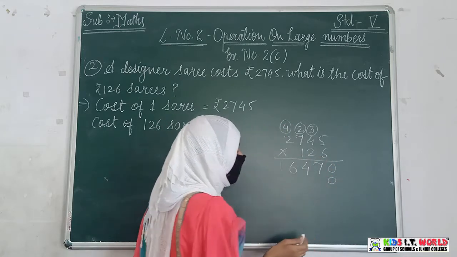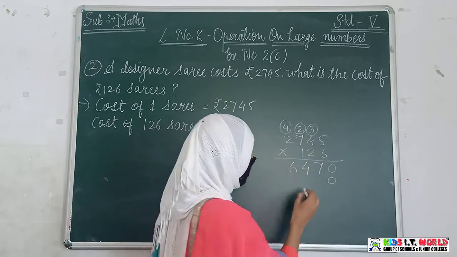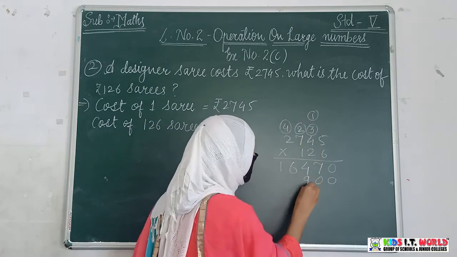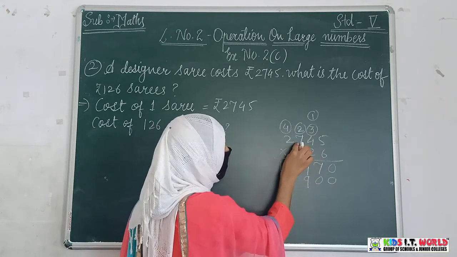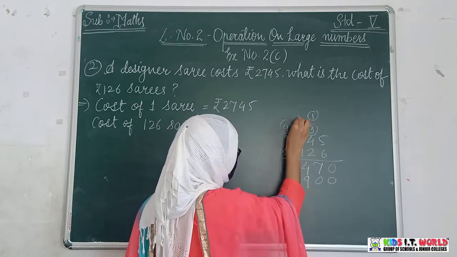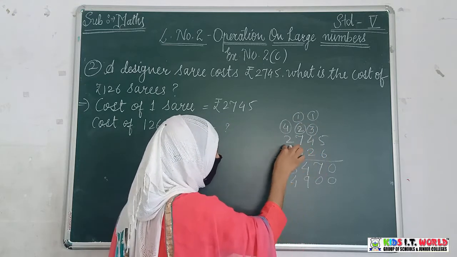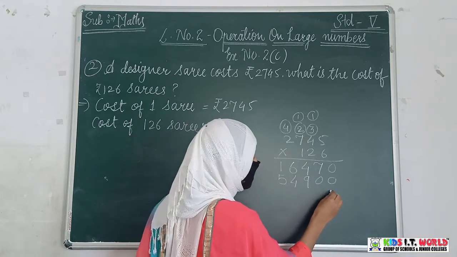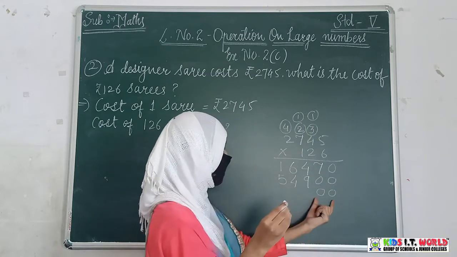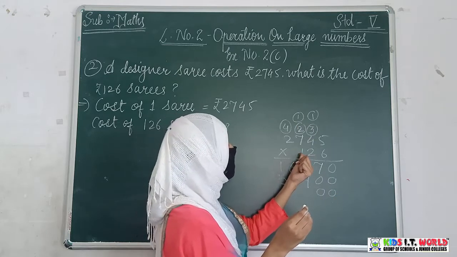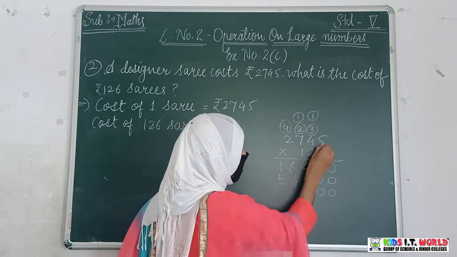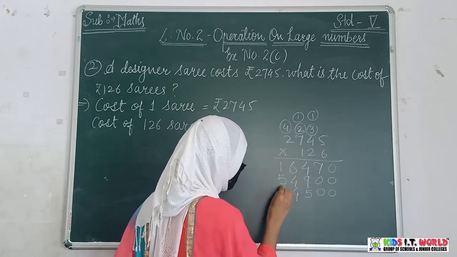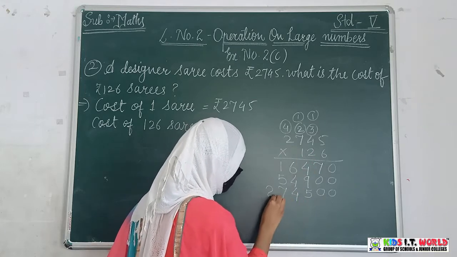Coming to the next step, we have to put the 0 here. 5 2s are 10, 1 will be carried. 4 2s are 8, 8 plus 1 is 9, 7 2s are 14, write 4 here, 1 will be carried. 2 2s are 4, 4 plus 1 is 5. Coming to the third step, 1 0 will increase here. So 2 zeros are there. This multiplier is 1 now. Multiply this number by the 1. So 5 ones are 5, 4 ones are 4, 7 ones are 7, and 2 ones are 2.